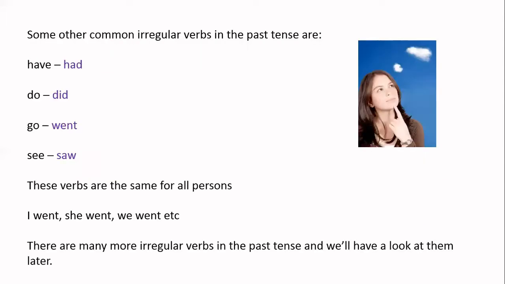Now, some other common irregular verbs in the past tense are have, had, do, did, go, went, see, saw. So these verbs are the same for all persons. I went, she went, we went, I did, you did, we did, I saw, she saw, we saw. Okay, so there are many more irregular verbs in the past tense, and we'll have a look at some later.